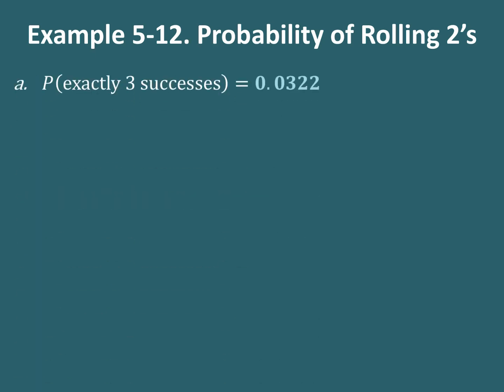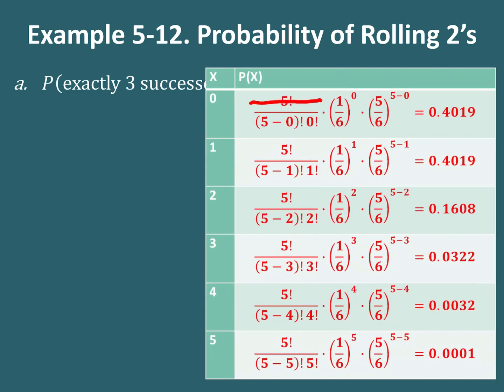Let's do the first one. Let's find the probability that we get exactly 3 successes. That is, 3 2s out of 5 rolls. We notice a very familiar sight. As you can see from the previous table, it's right here, being the probability of rolling 2 3 times out of 5.